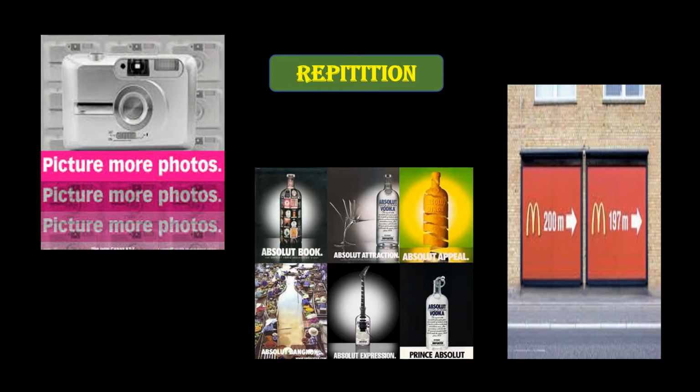Repetition is used as a way to keep a product or brand in people's minds. Repetition uses repeated messages or pictures to persuade. It works because you remember things you see more than once. For example, in one of the examples, the image of the camera is shown multiple times and the message regarding the camera is also shown multiple times. So this is a very good example of repetition because it's repeating itself again and again.